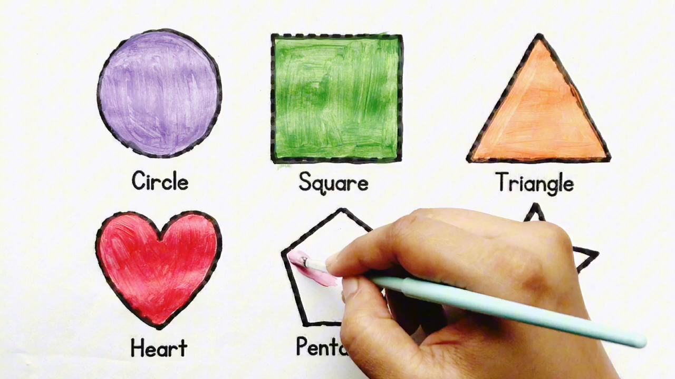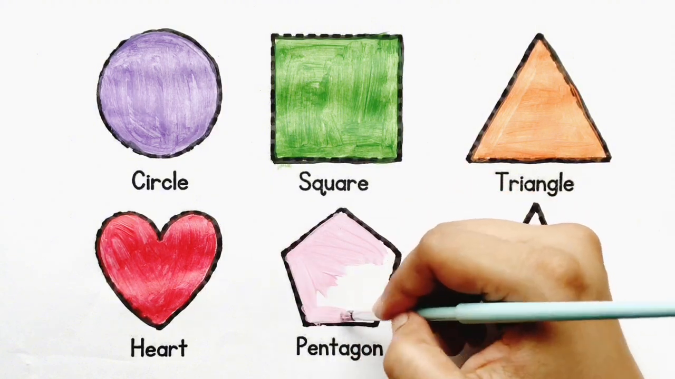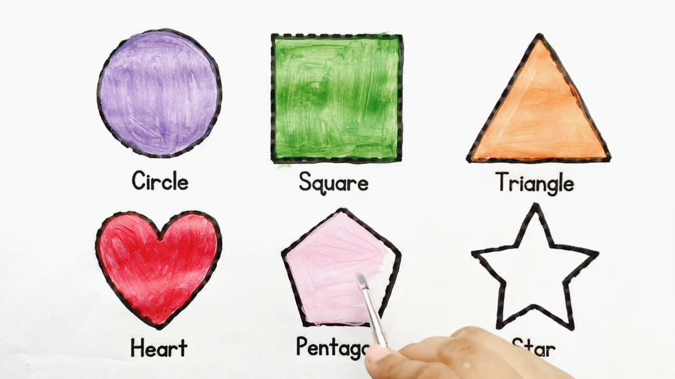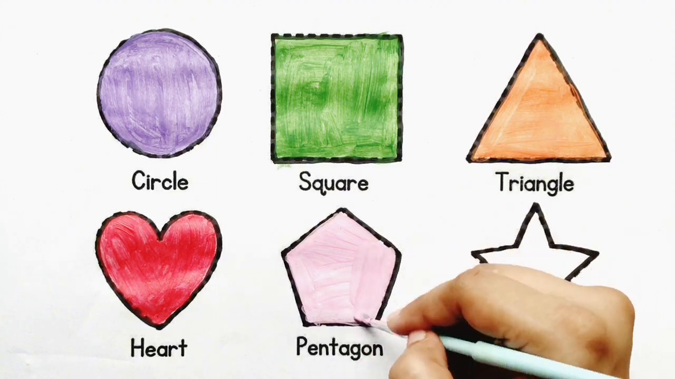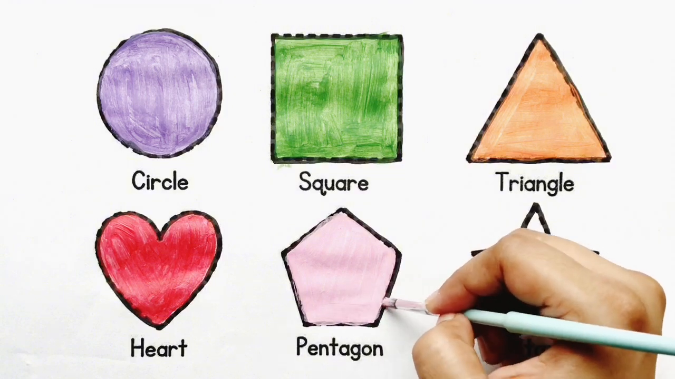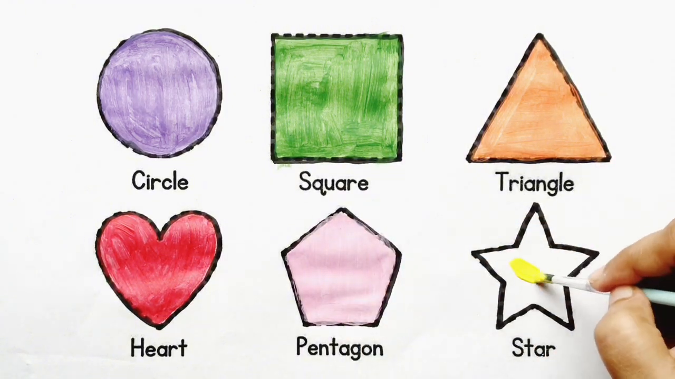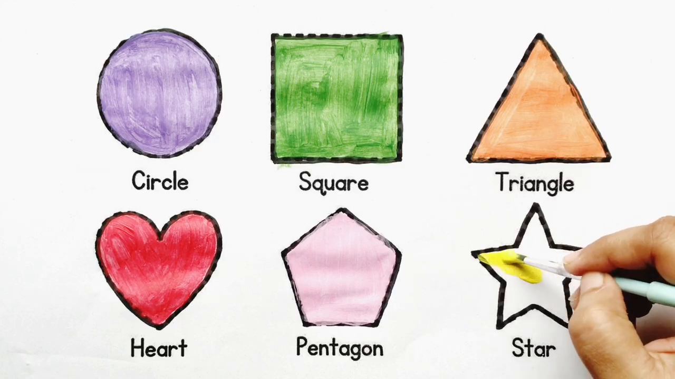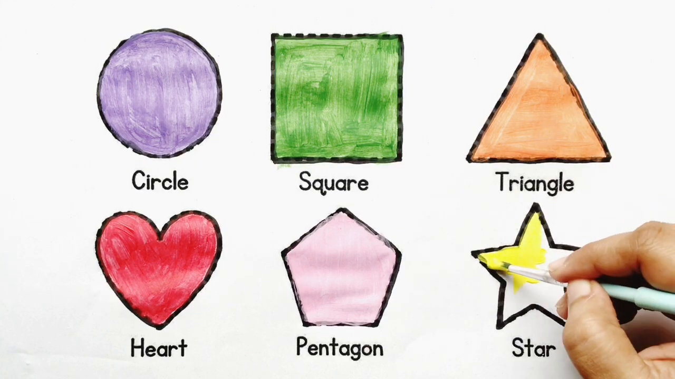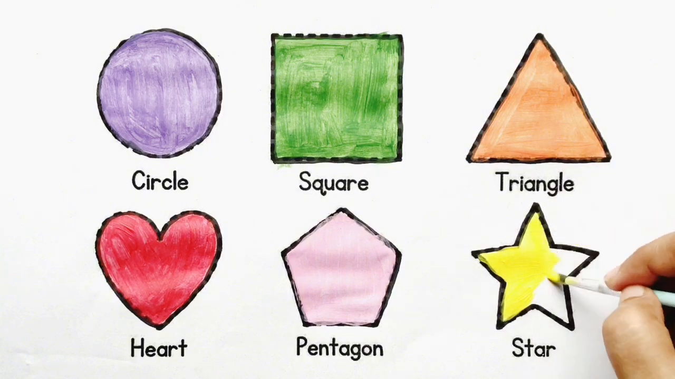Next shape is Pentagon. Color is light pink color. Finally, last shape is star. Color is yellow. Yellow star.